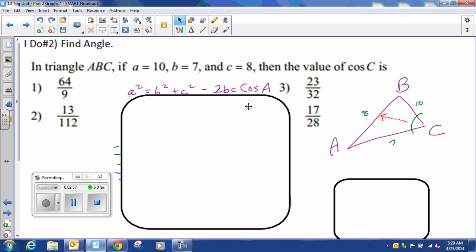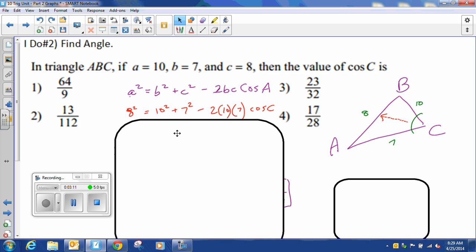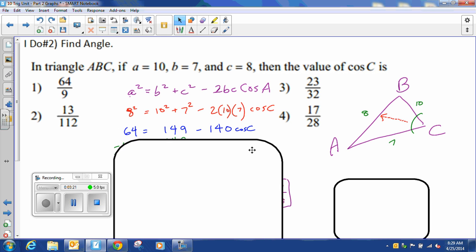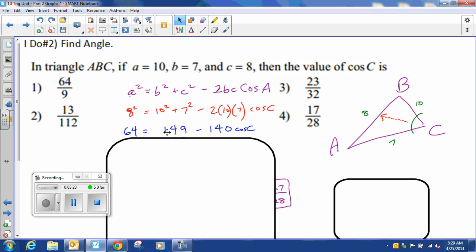So even though the formula is written with a's and a capital A here, make sure you use 8 and cosine C. And the b and the c, of course, are going to be these two side lengths. So let's replace everything. 8 squared equals 10 squared plus 7 squared minus 2 times 10 times 7 cosine C. Simplify. 64 equals 149 minus 140 cosine C.